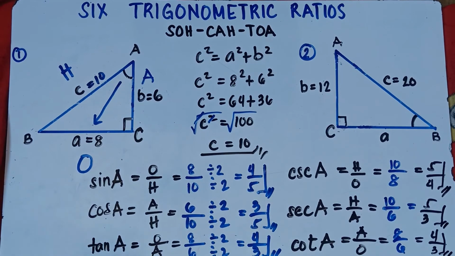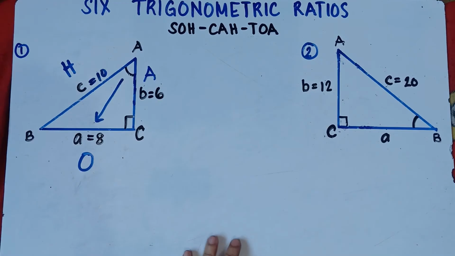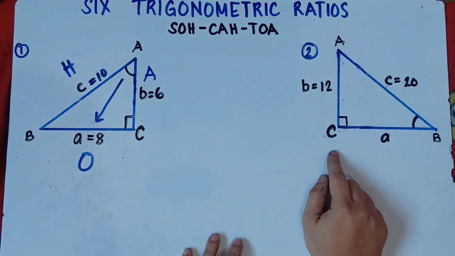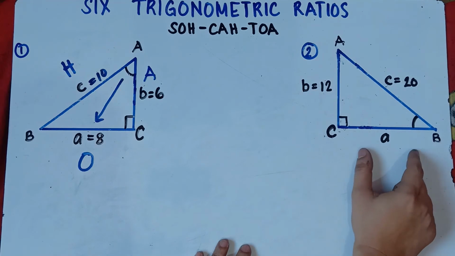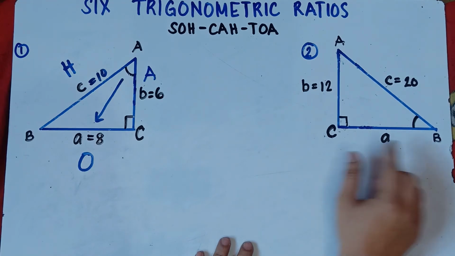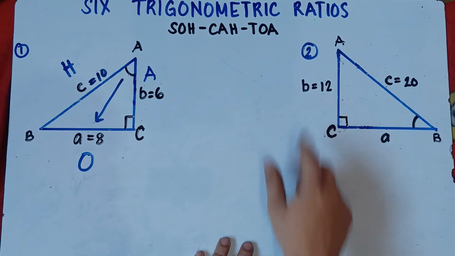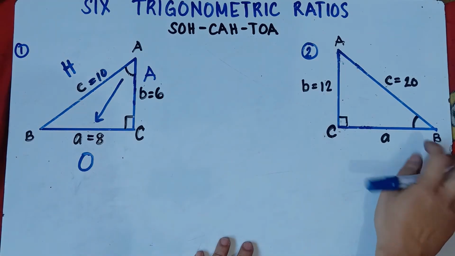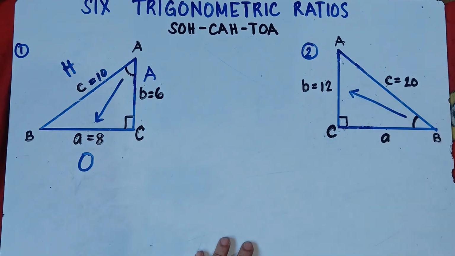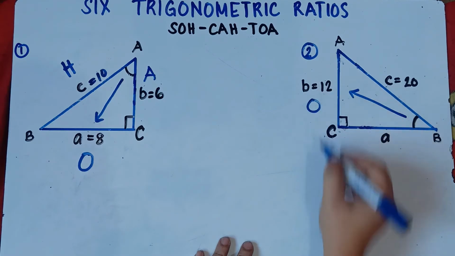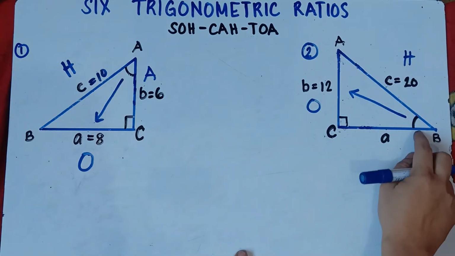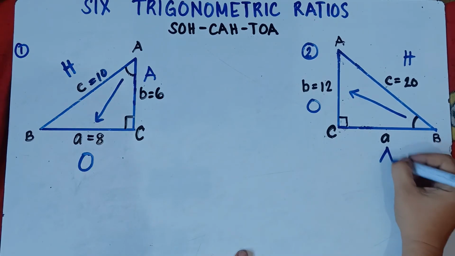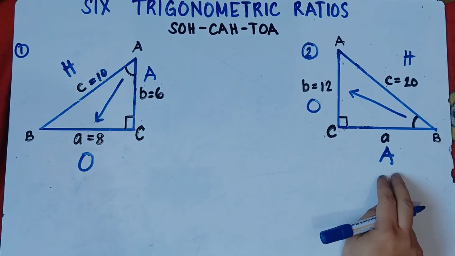Alright, let's try number 2. Example number 2. So once again, given right triangle ABC, we have the hypotenuse, that is 20. This side is A, we don't have the value of A. And this side is B, that is 12. So once again, our reference angle is B. Opposite of this angle B, this will be our opposite. And the longest side is the hypotenuse. Right next to this angle, this will be our adjacent. And we don't have the value of our adjacent.